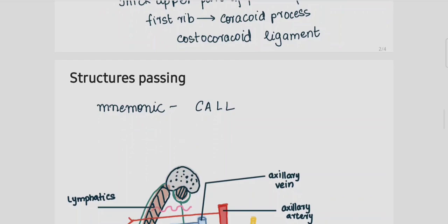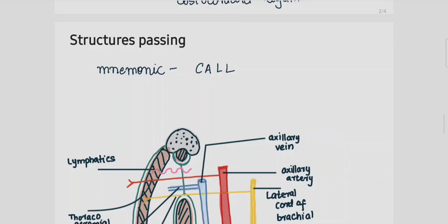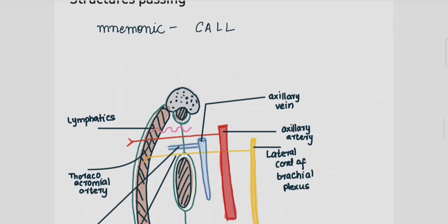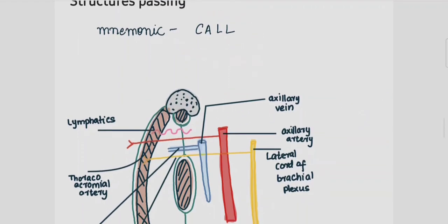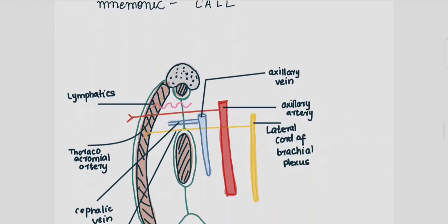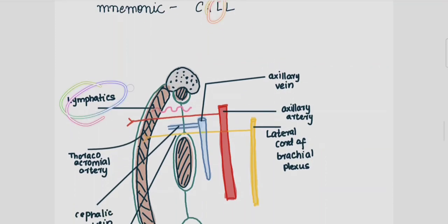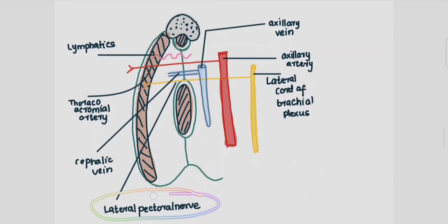Now we'll go on to structures passing through the clavipectoral fascia. This is an exam favorite question. The structures passing through the clavipectoral fascia are mainly four. We can remember them by a mnemonic called CAL. So what does CAL stand for? C stands for cephalic vein. A stands for acromiothoracic artery, that is thoracoacromial artery. Then L stands for lymphatics, and the other L stands for lateral pectoral nerve.